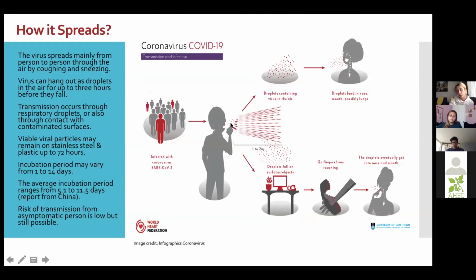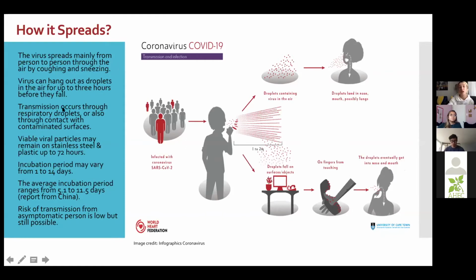When coronavirus droplets end up in the air, they can travel from 1 to 2 meters, approximately 5 to 6 feet, right? From there, it has 2 different pathways. The droplets containing viruses can directly enter the nose, mouth, or eyes, or the droplets fall on surface objects, and then you or someone else touches those objects, and they can transmit the viruses into the nose and mouth. So the virus can hang out as droplets in the air for up to 3 hours before they fall.